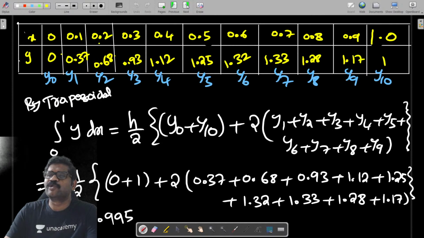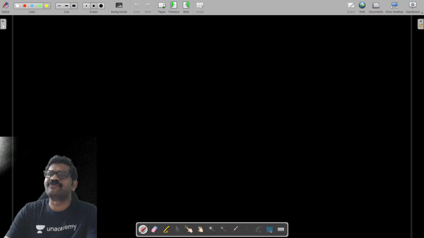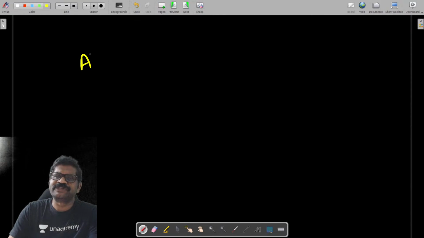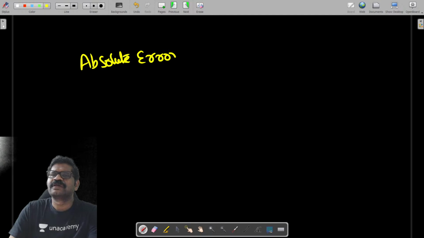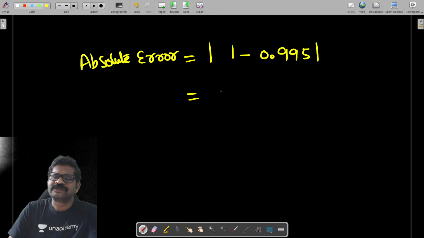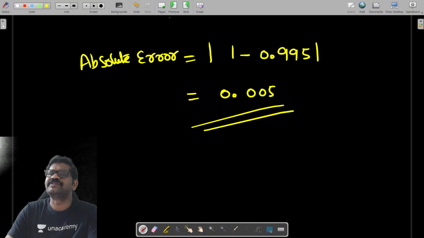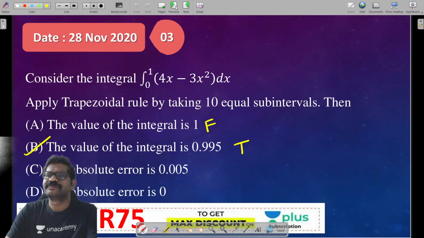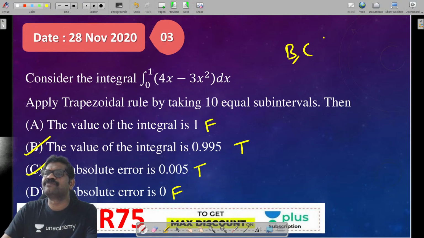By using trapezoidal rule, we got 0.995. Therefore, absolute error is modulus of true value 1 minus approximate value 0.995, that is 0.005. So absolute error is 0.005. Therefore third option is true, fourth option is false. So B and C are found correct.